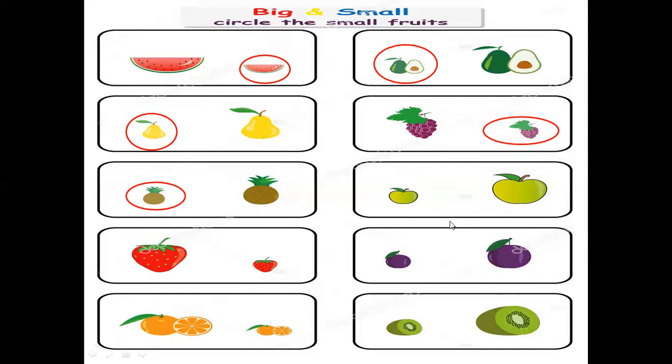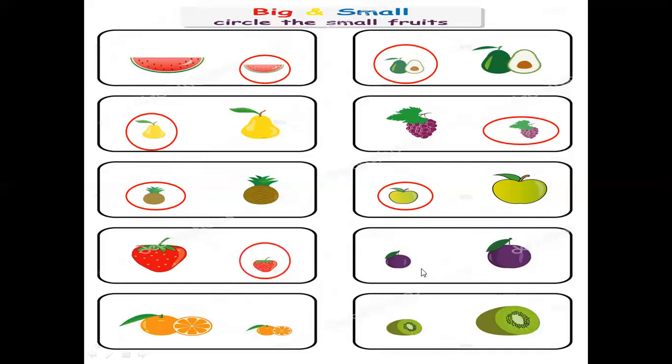Okay, now there is a picture of green apples, okay. So the one is big and the other is small. This one is small. No, this one is not small. This one is small. Circle the small one. Now come to the next picture. In this picture, we have two strawberries. The one is big and the other is small. So we are going to select the small one. So this one is small. No, this one is not small. This one is big. This one is small.